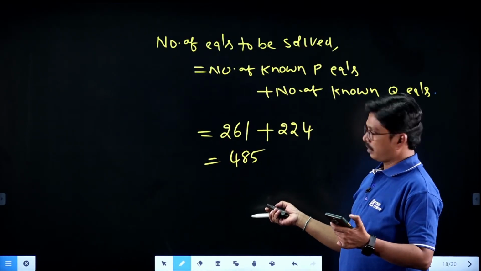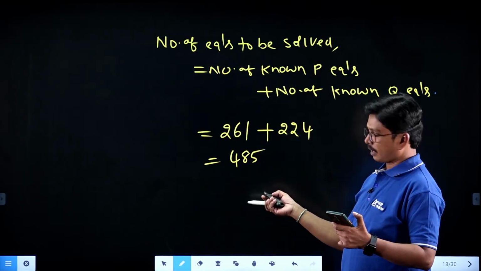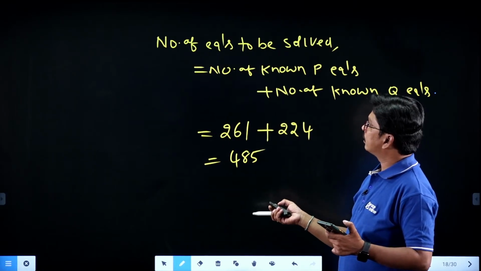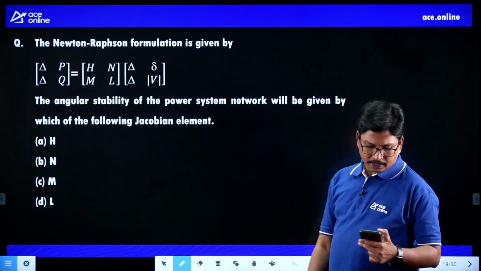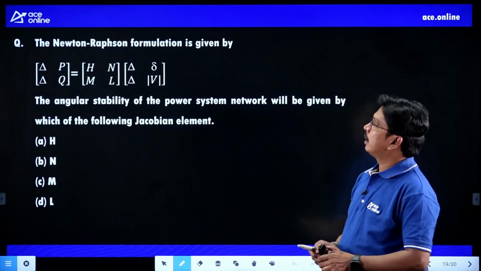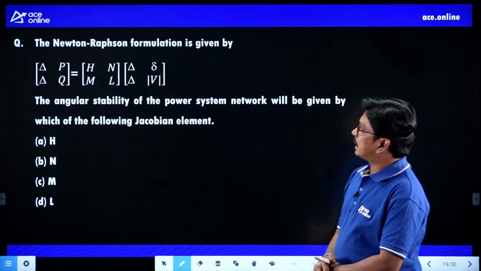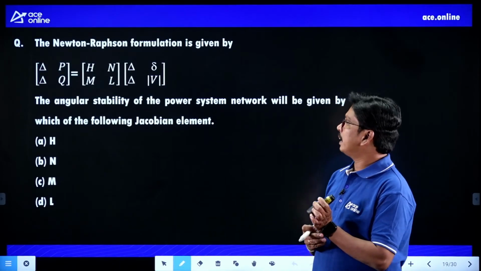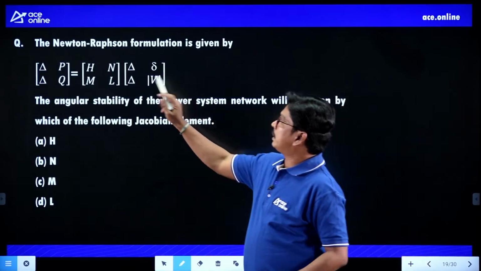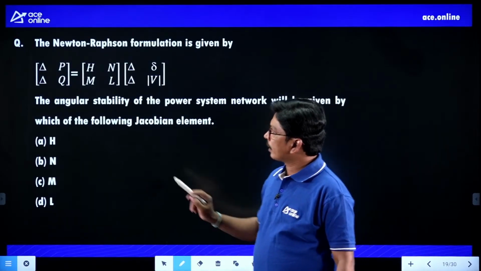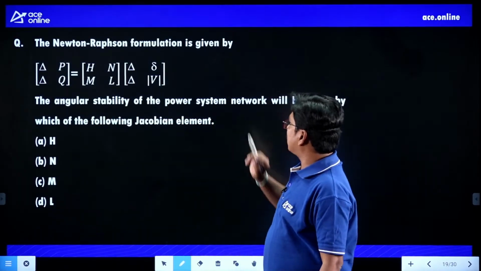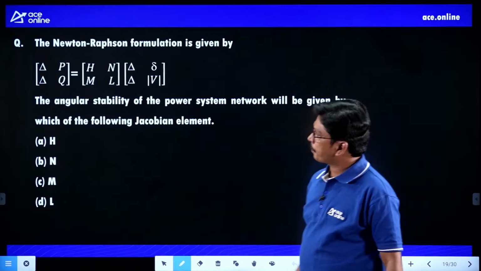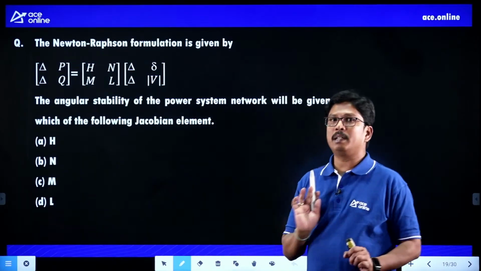Right. So we'll go for the next question now. See here, this is the question given, students. The Newton-Raphson formulation is given by del P, del Q equivalent to H N M L multiplied with del delta and del mod V. The angular stability of the power system network will be given by which of the following Jacobian elements?